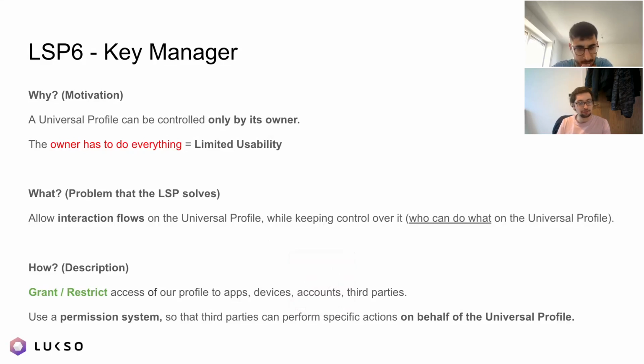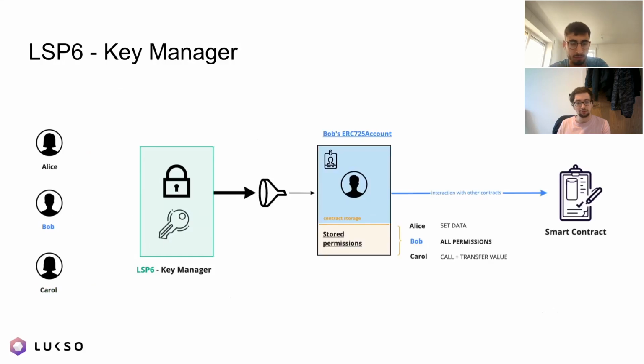Okay. So that's how the key manager works. It allows you to grant or restrict, depending on which perspective you look at it, who can do what on the profile. And you can think of the addresses as apps, devices, third parties, or any other kind of accounts, really. It does that with a permission system, which is defined in the standard. And so that third party can perform this specific action on behalf of a universal profile. So Alice can have a permission to set data on my account, on behalf of my account.